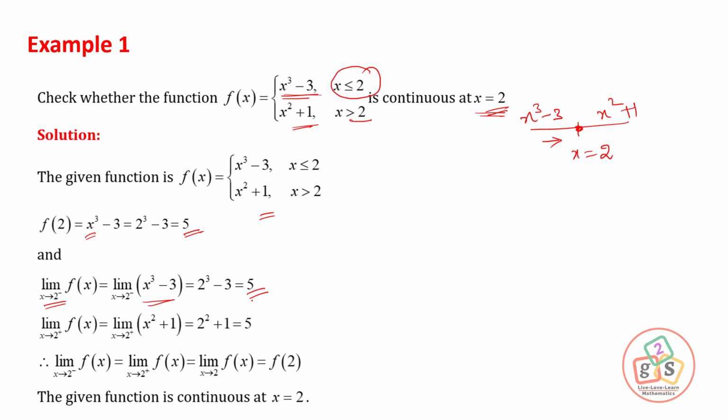Similarly, we can find the right hand limit. So, the limit as x tends to 2 plus of f of x is equal to the limit as x tends to 2 plus.